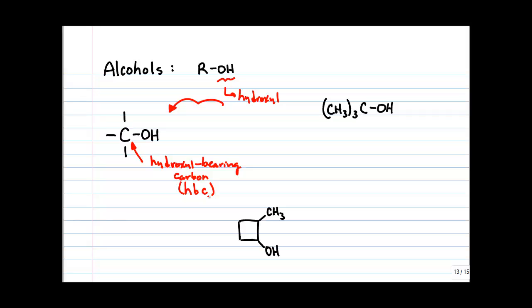And we can have a primary alcohol, a secondary alcohol, or a tertiary alcohol. A primary alcohol is when you have one carbon attached to the HBC, only one. In a secondary alcohol, you have two carbons attached to the HBC. And in a tertiary alcohol, you have three carbons attached to the hydroxyl-bearing carbon.